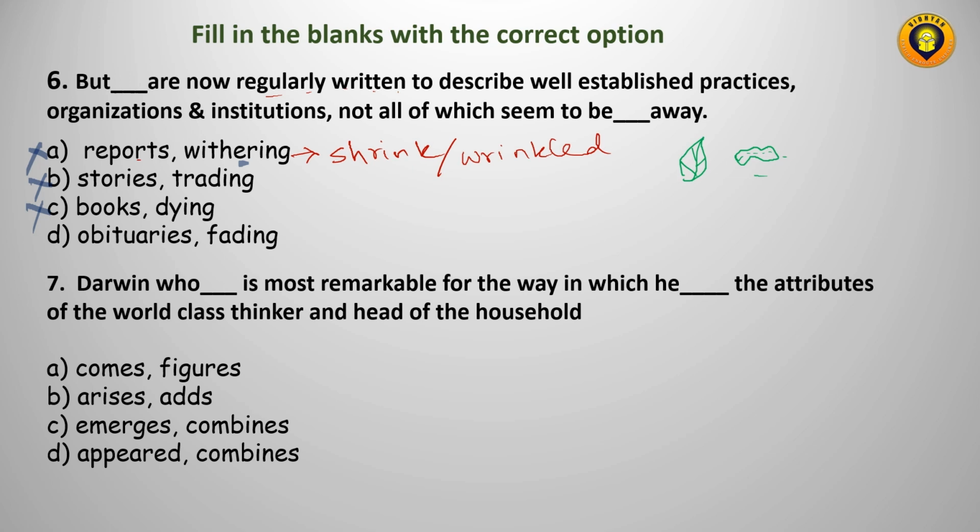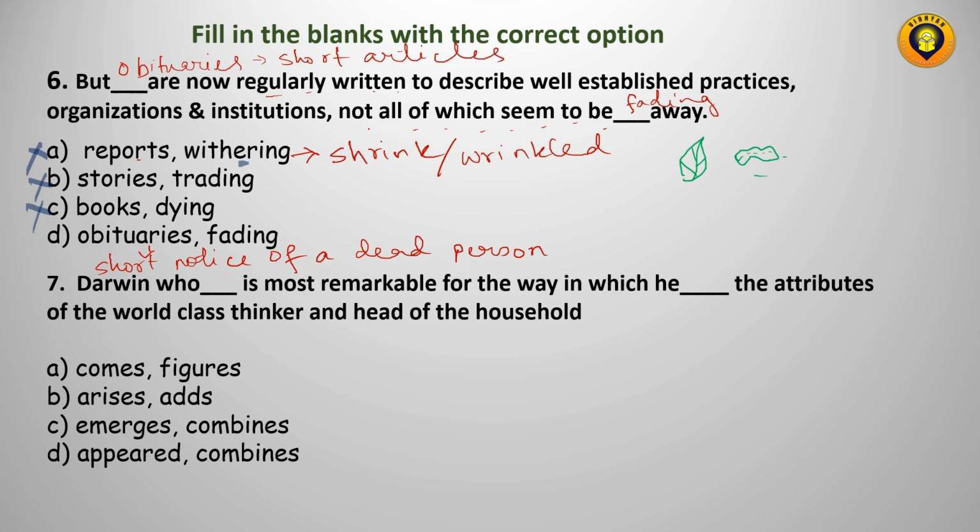Now, what does obituary mean? Obituary means a short notice of a dead person with a short biographical account. Normally, you will see this in newspapers. If we write an obituary, it is also a kind of short article, you can say. And not all of them seem to be fading away. Now, actually, it's referring to short articles.